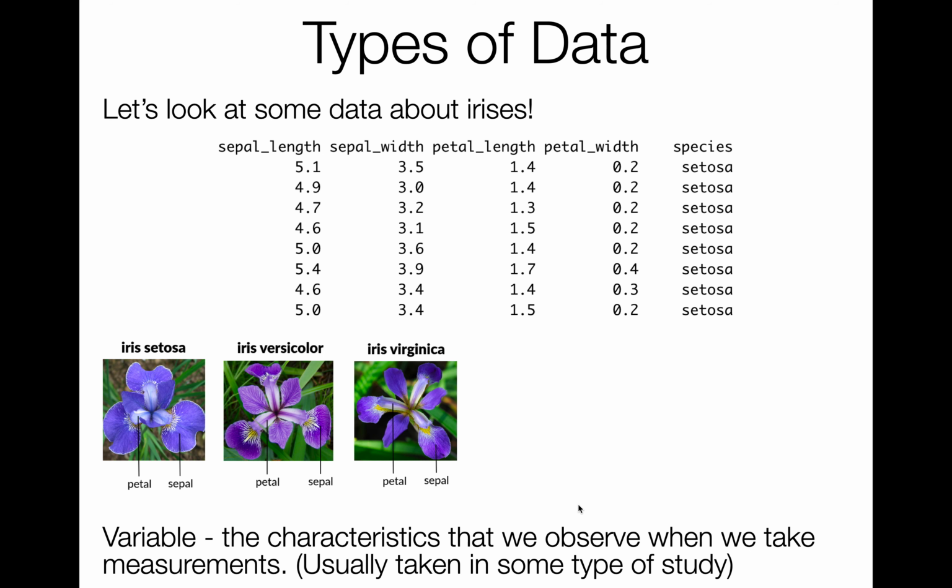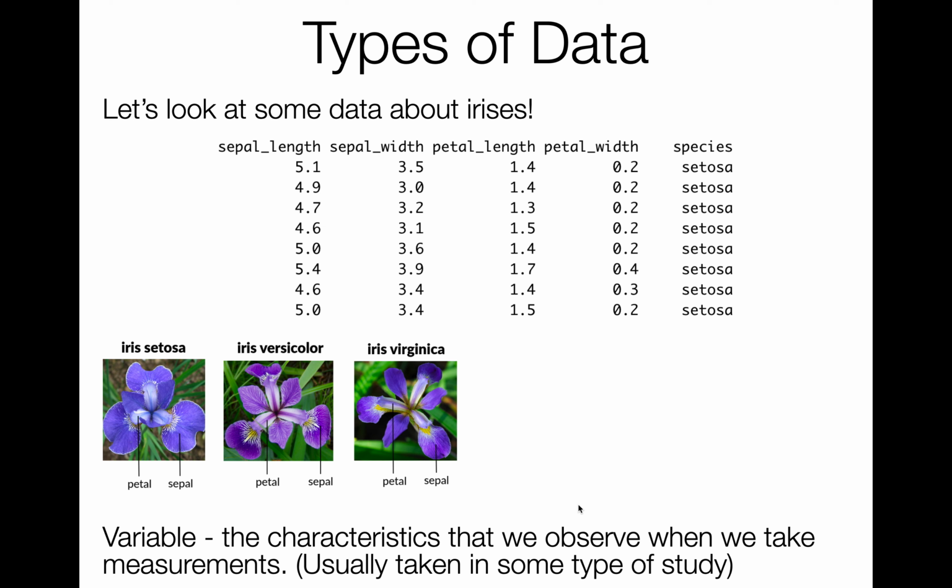A variable is a characteristic that we observe when we take measurements. I used the word variable before, and I'll try to not do things like that, but it's just in my vocabulary. So when I slip, especially if we're in class, make sure to tell me. The variable is usually taken in some type of study. Usually we're interested in a question, like I said in the first chapter, and so we take data that hopefully is going to answer that question or help to answer that question for us.